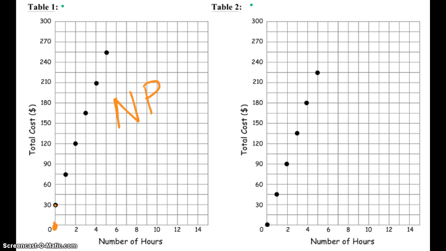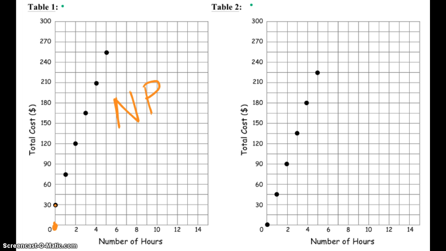the origin. The graph of Table 2 does go through the origin. When number of hours is 0, cost is also 0. So this potentially could be a proportional relationship. But let's check our slope or a constant of proportionality to see if we have a direct variation.